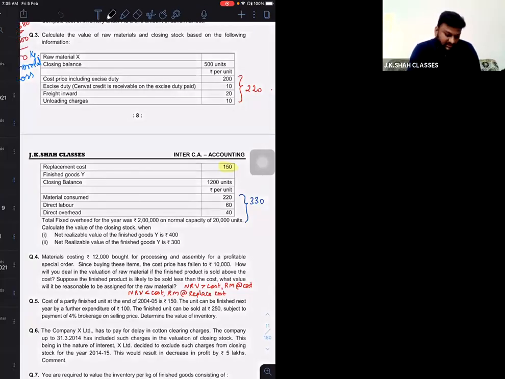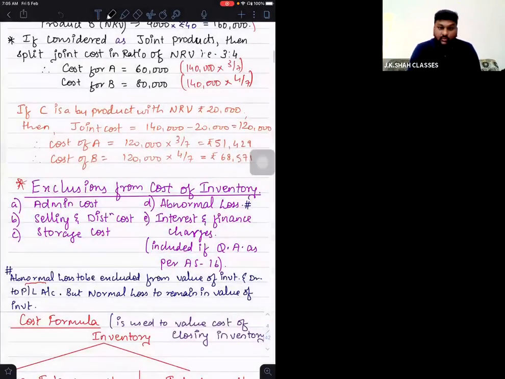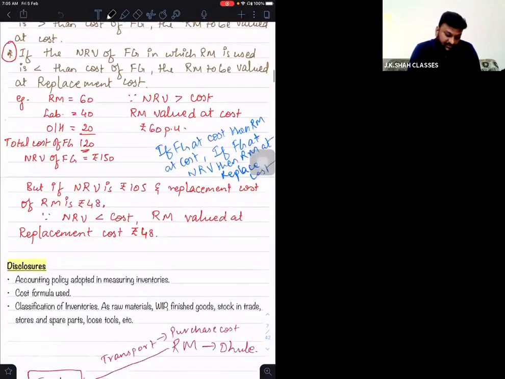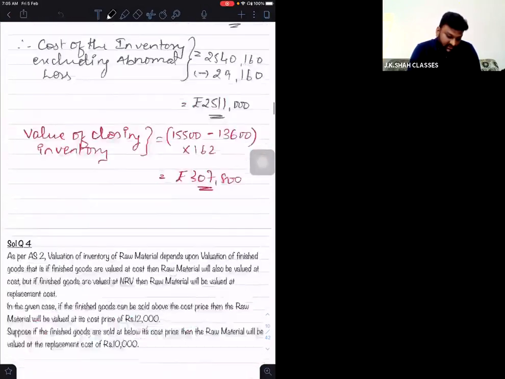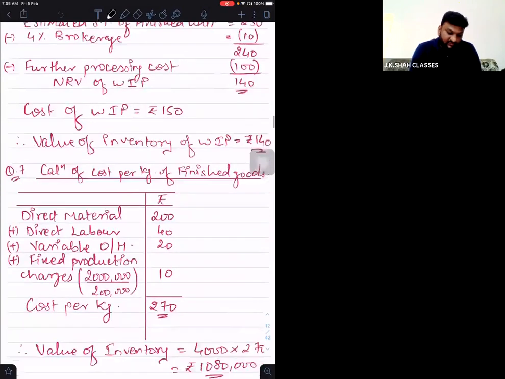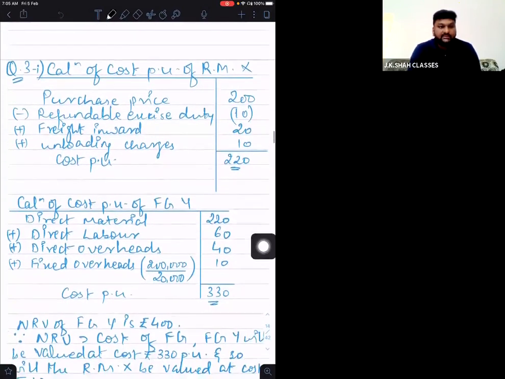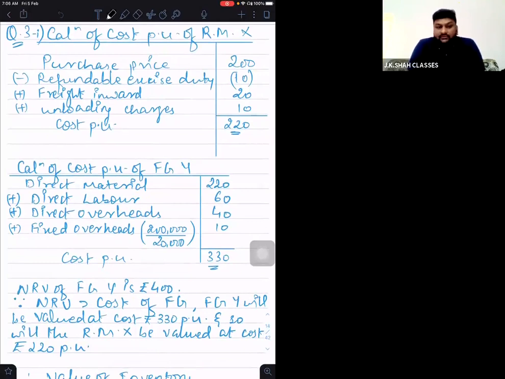Right. I hope you people have tried this question at least once, either in rough or in fair. So I'll just show you the solution as you have to put in exam, the standard solution that you have to put for this. Now see, this is how you will put question number 3. First, you will show the calculation of how you arrived at the raw material cost. See, it is very simple. The first table: calculation of cost per unit of raw material X, purchase price minus refundable excise duty plus freight inward plus unloading charges. So we reach 220.